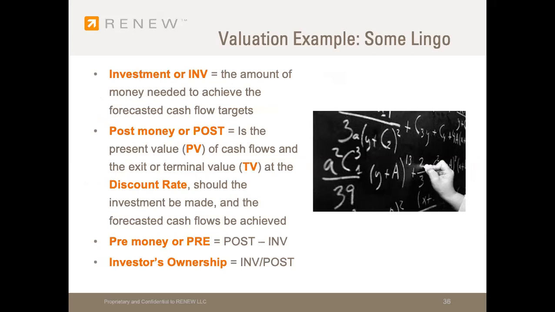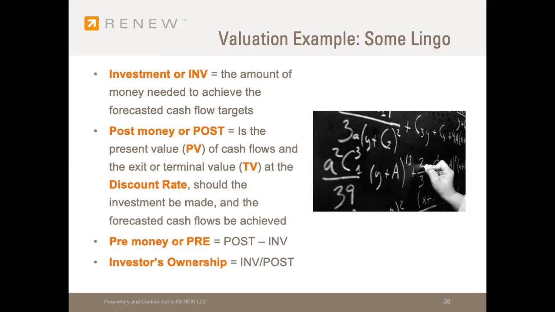First, the investment amount we said was $7 million is what Dawit is looking for. That's usually just abbreviated as INV. And here's some lingo for you. The post-money value is the present value of the forecasted cash flows and the terminal value, TV, discounted back to the present value at the discount rate, should the investment be made and the forecasted cash flows be achieved. So this is important.